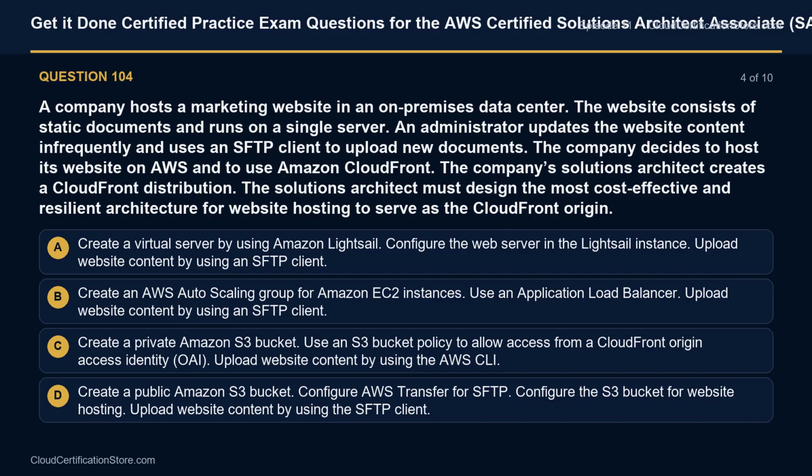Option C. Create a private Amazon S3 bucket. Use an S3 bucket policy to allow access from a CloudFront Origin Access Identity, OAI. Upload website content by using the AWS CLI. Option D. Create a public Amazon S3 bucket. Configure AWS Transfer for SFTP. Configure the S3 bucket for website hosting. Upload website content by using the SFTP client.